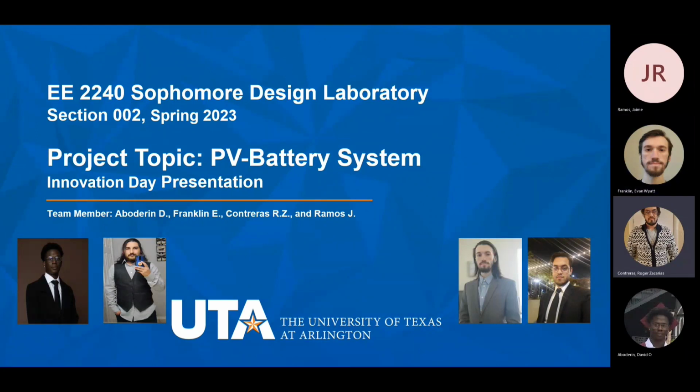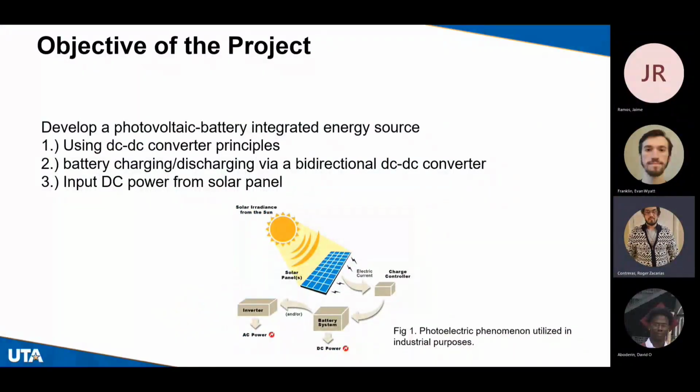Today I'll be taking over through the objective of this project, that is to develop a DC-DC converter system that utilizes photovoltaic solar cell to power up a battery and ultimately use that battery to power a DC load. In our project, our DC load will be an amp.